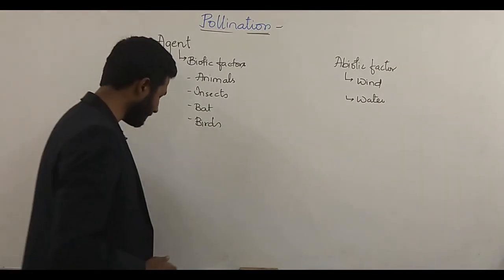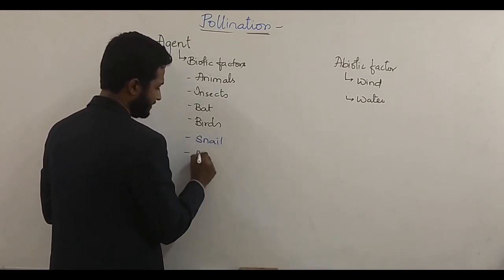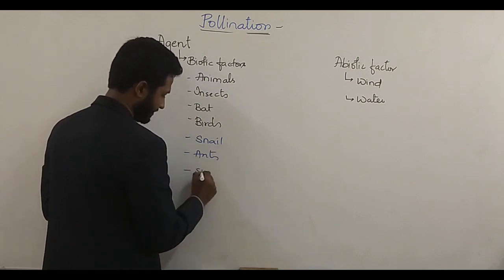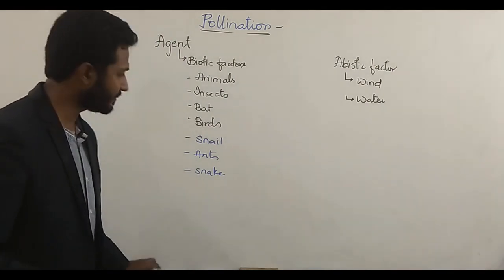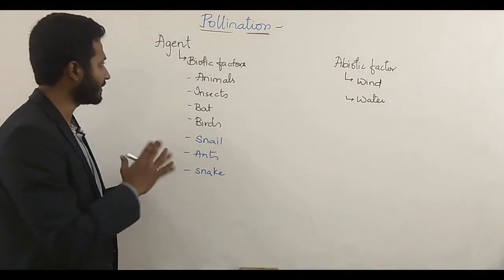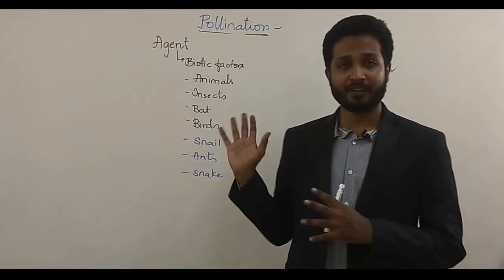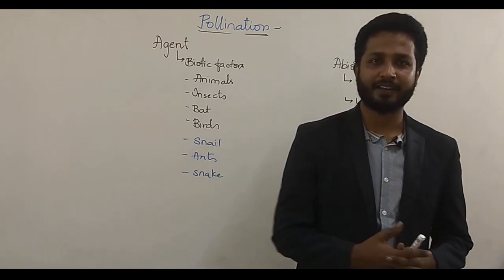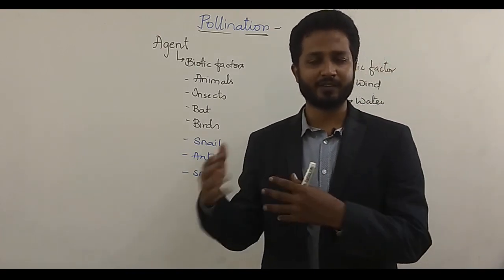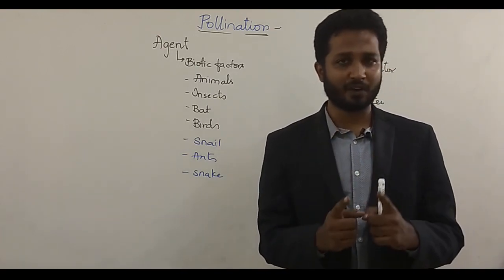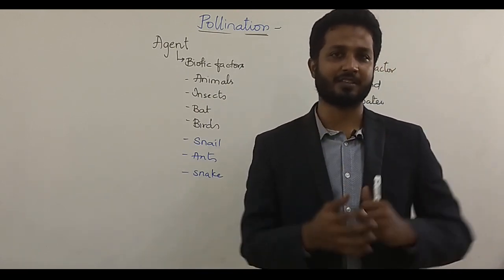For NEET purposes, we also talk about snail, ants, snake, etc. So we also talk about other parts, but we will limit ourselves to this particular topic. Now, we'll cover the next part in the next session. Now I will talk about scientific terminologies for this and then we will move ahead. In this chapter, mainly focus on the diagrams we have drawn. Diagrammatic questions are the most expected questions in this particular chapter.